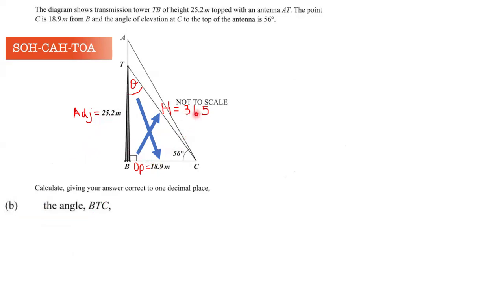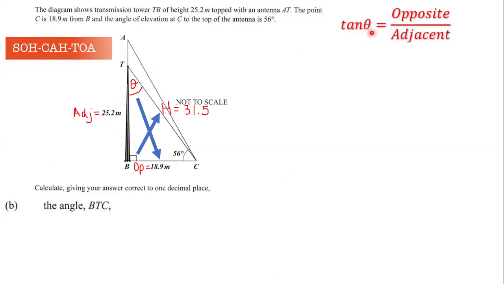And so since we have all three sides, we can use any one of these trig ratios. But I want to use the sides that were given. And so I want to use the adjacent side and the opposite side, 25.2 and 18.9. I'm going to use the opposite and the adjacent side because they were given to us. It's just a safer route. And so we have opposite and adjacent, that means that we have to use tangent, right? So let's use tangent.